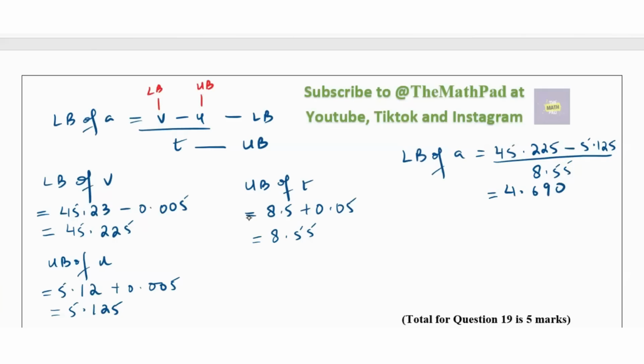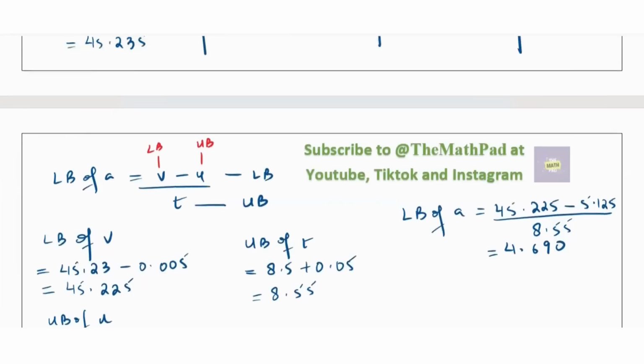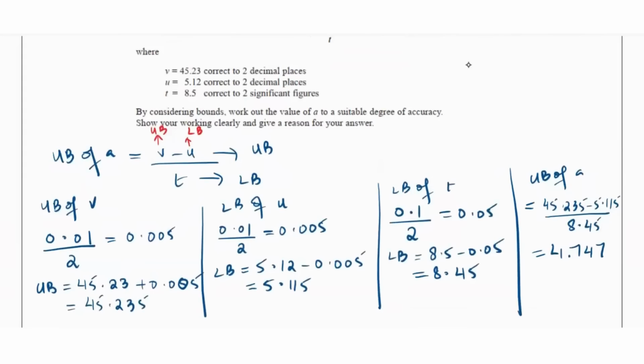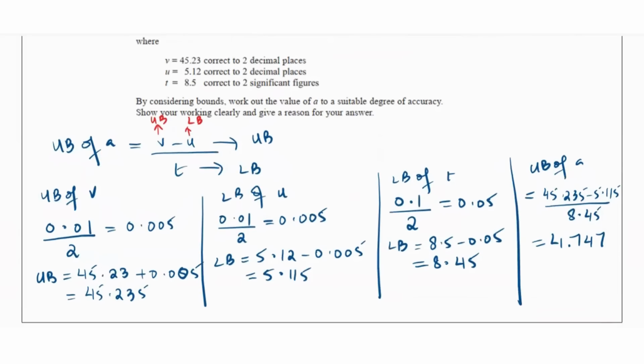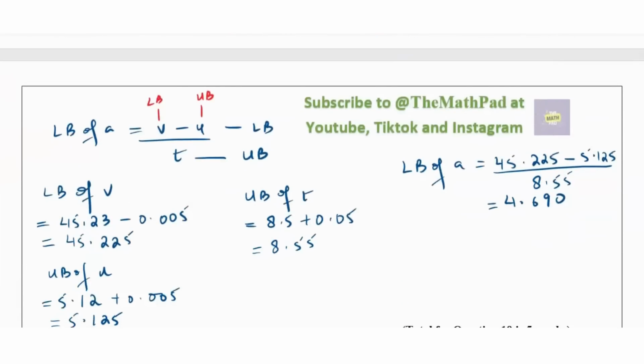4.690. So now they want us to, by considering bounds, work out the value of A to a suitable degree of accuracy. Show your working clearly. Give a reason for your answer. So our value is going to be between 4.747 and 4.690. So what we can say is that our value is 4.7. So that's your answer.